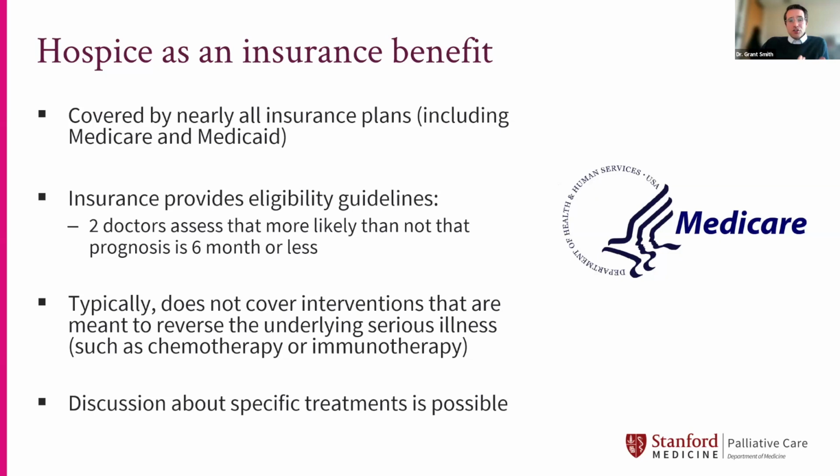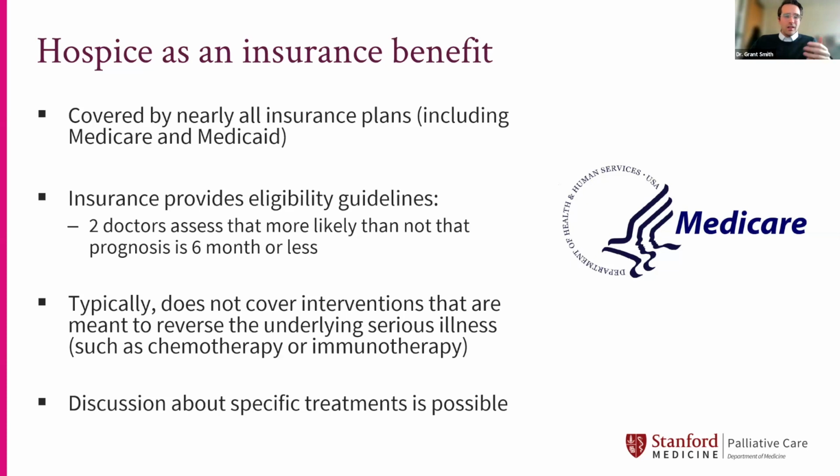It's really the insurance side that provides the eligibility guidelines: to be eligible for hospice, two doctors assess that, more likely than not, the individual has a likely prognosis of 6 months or less. So that's the time piece and the end of life piece that gets wrapped up into hospice.